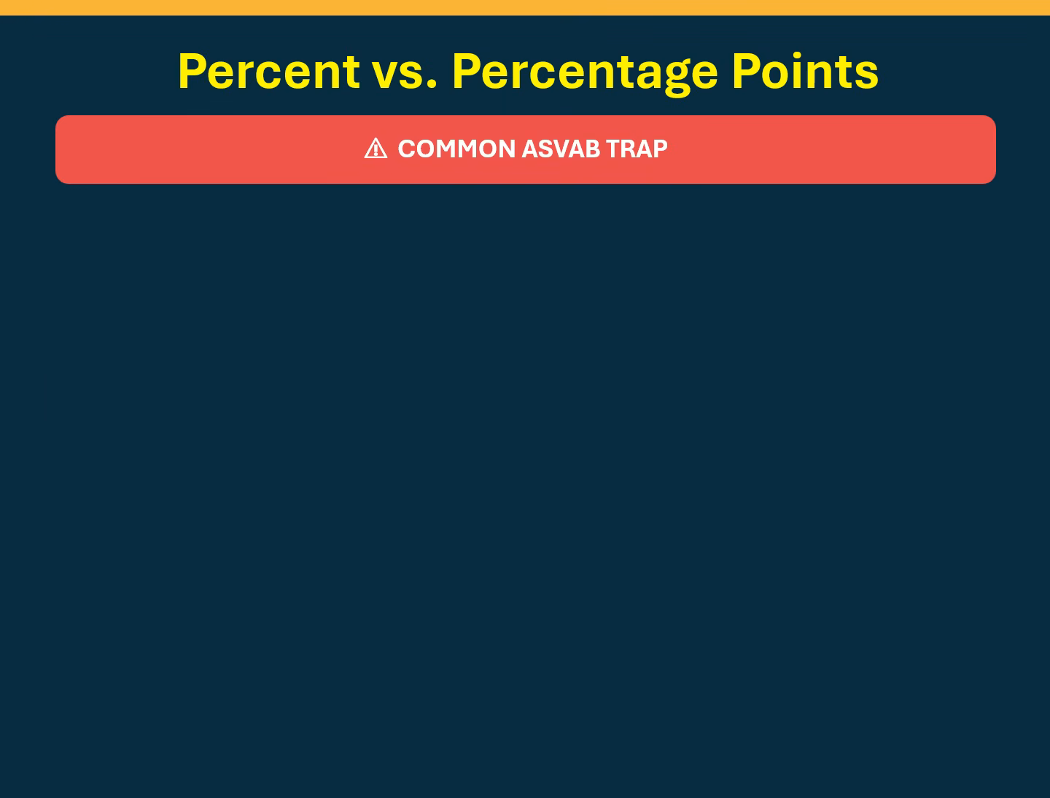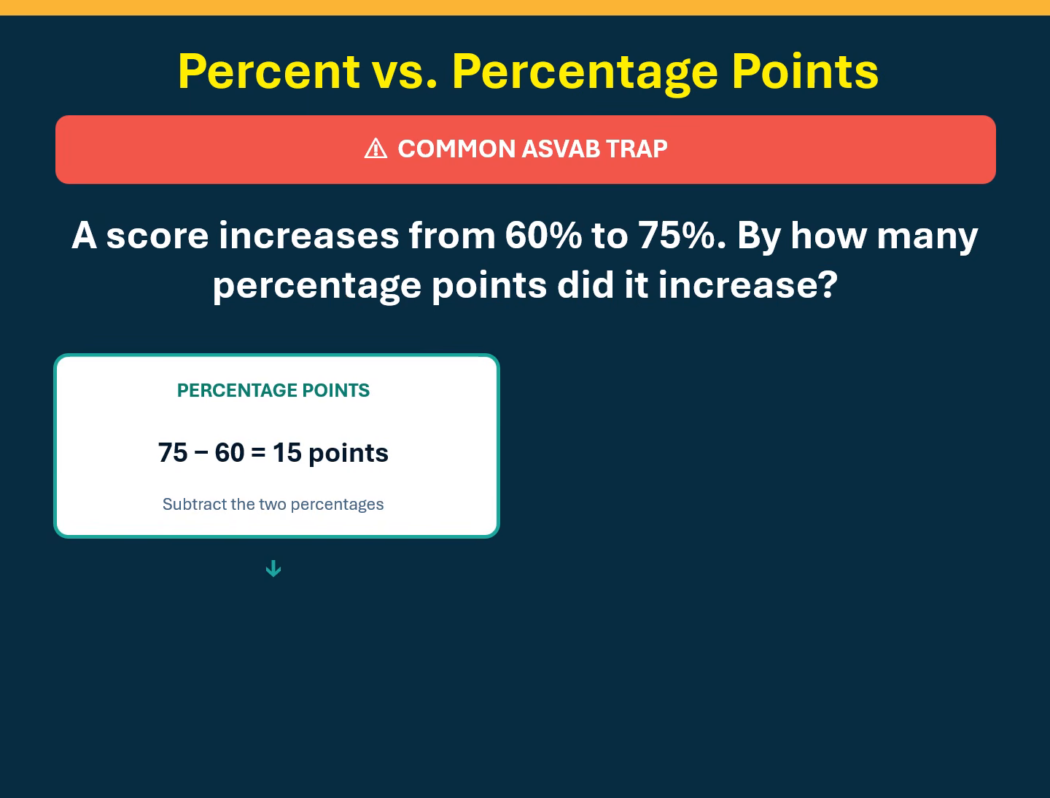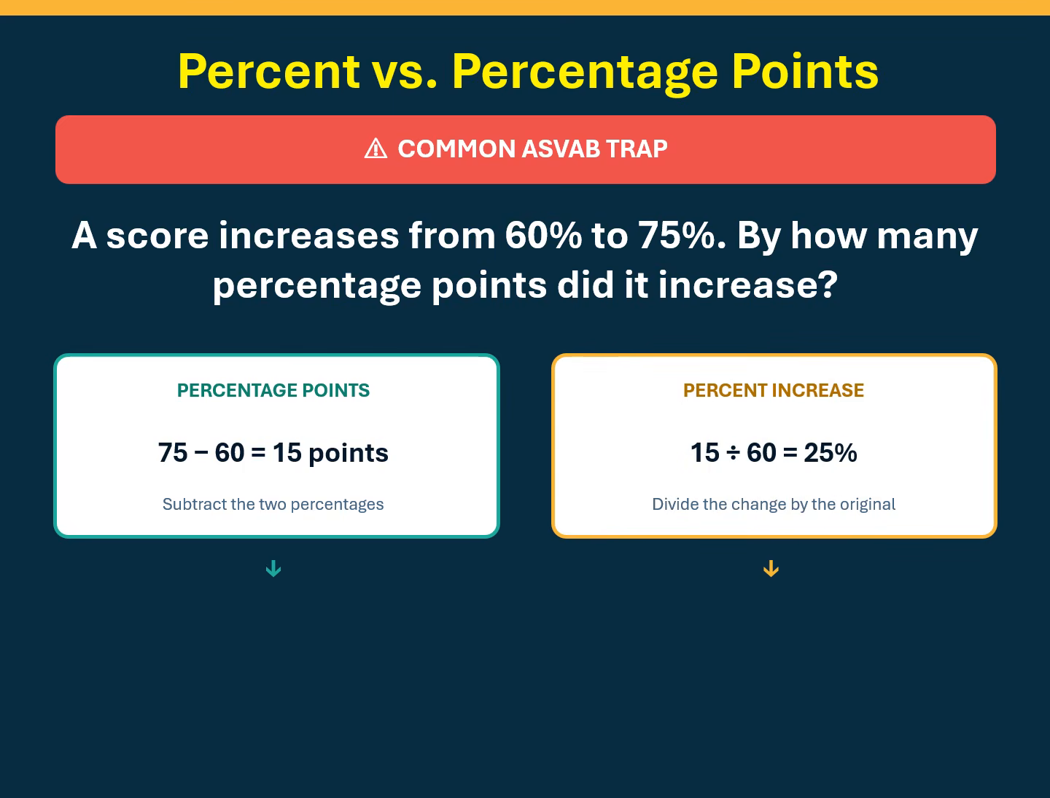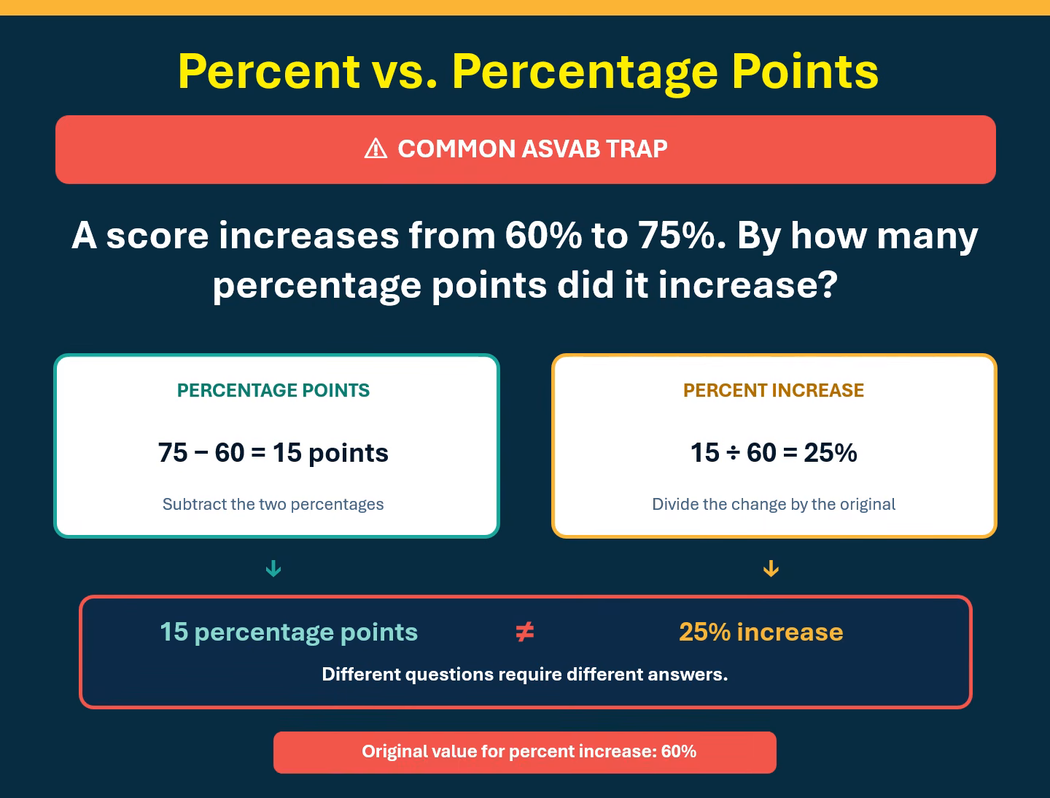Here's the trap the ASVAB sets often. A score increases from 60% to 75%. The percentage point increase, we take 75 minus 60. It is 15 percentage points. But the percent increase, we take 15 divided by the original 60. It is 25%. They are different answers. Please read the question carefully. Are they asking for percentage points or percent change?